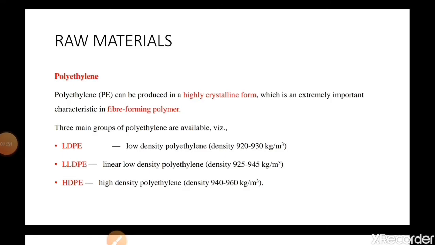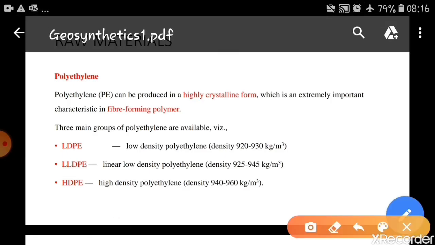Next is polyethylene. Polyethylene (PE) can be produced in a highly crystalline form, which is an extremely important characteristic in fiber forming polymer. Three main groups of polyethylene are available. So in this category, polyethylene, we have three main groups and they are called LDPE, LLDPE and HDPE.